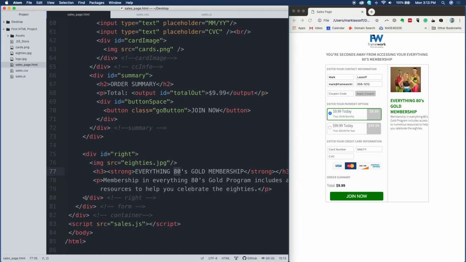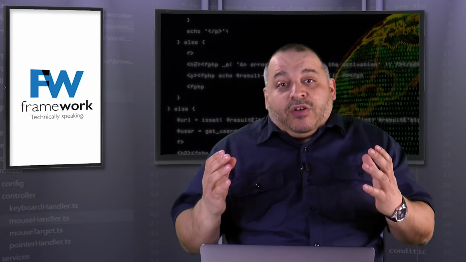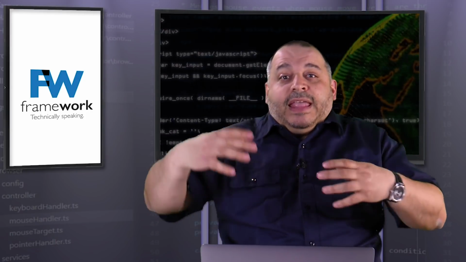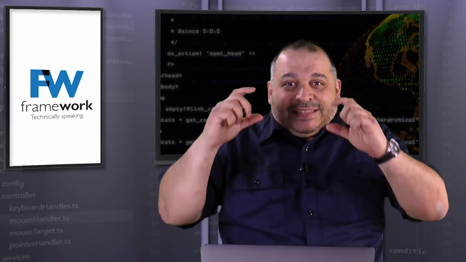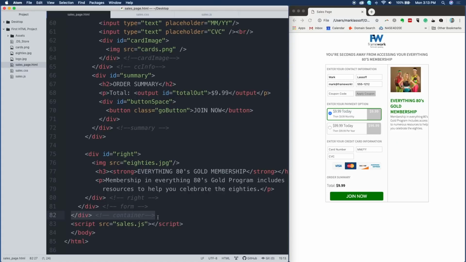Then we've closed our right side div, we've closed the form div, and we've closed the container div. It's real important that when you have a hierarchy like this, that your divs are nested correctly. What that means is you're closing them in the opposite order that you open them. This way they make a nice nest, so one element is completely inside another.